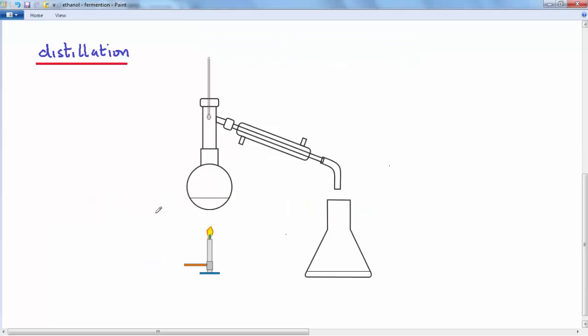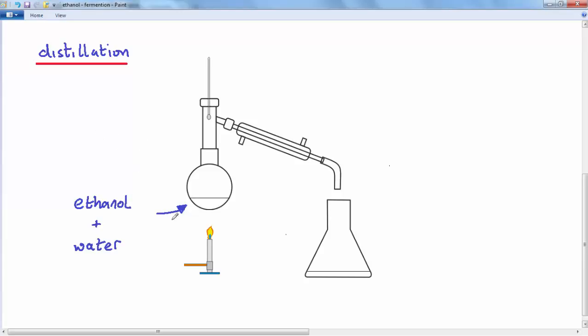Now the type of distillation that would be used here in this process can be represented by this diagram, although industrial distilleries will be somewhat more complicated than this, but in essence they are the same. So you're going to have first of all the initial mixture of ethanol and water. Now this has come from the fermentation process.